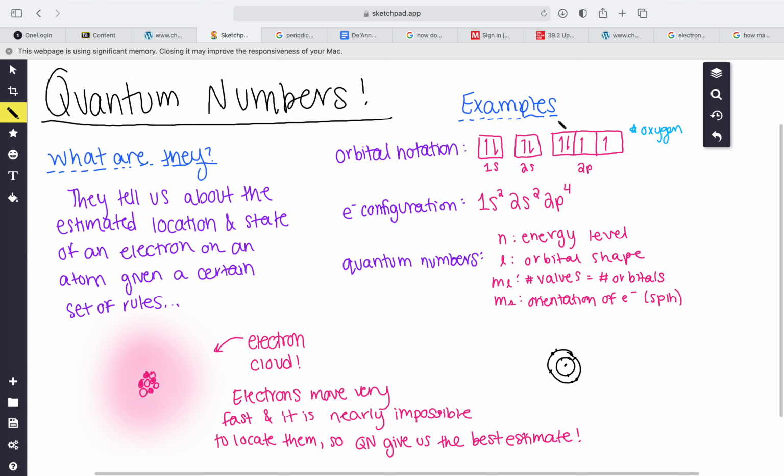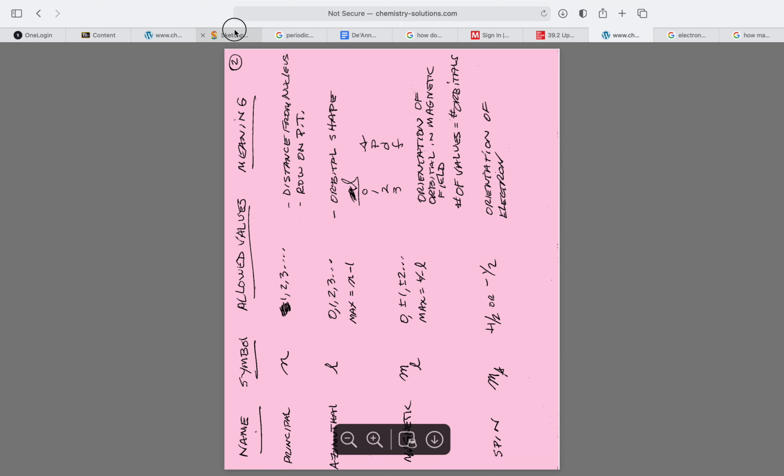So I have some examples here of different quantum numbers that we're going to be dealing with. So I'm going to work my way from the bottom up. But quantum numbers are the things that we talked about in class and what he has a little sheet of. Maybe I can find it. Yeah, this little sheet here.